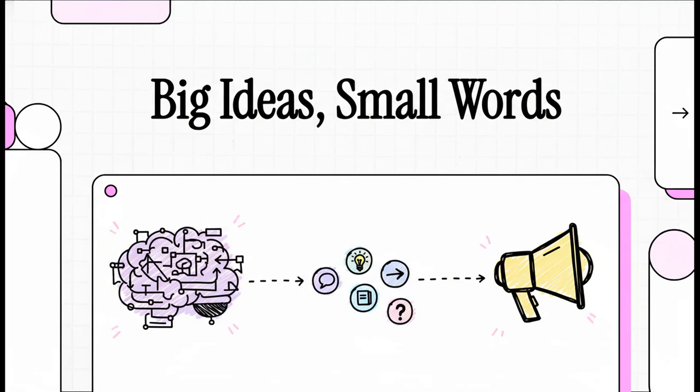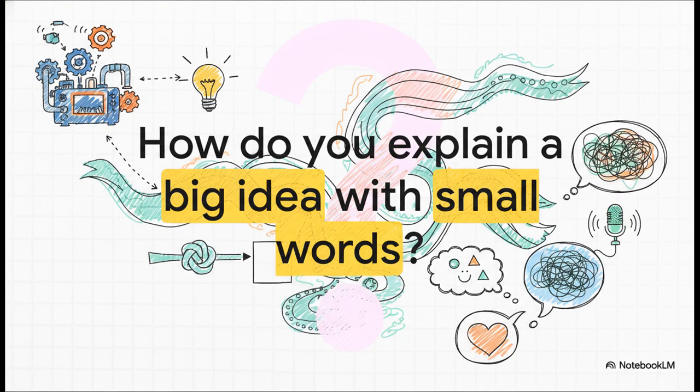Have you ever had a really big, important idea in your head, but when you tried to explain it, you just got tangled up in all the words? Well, today we're going to explore a fascinating solution for that exact problem. It's a system designed to explain big ideas with a surprisingly small number of words. It's called Basic English.